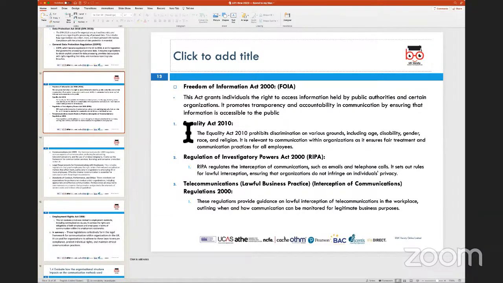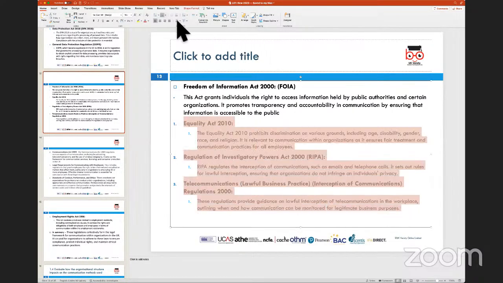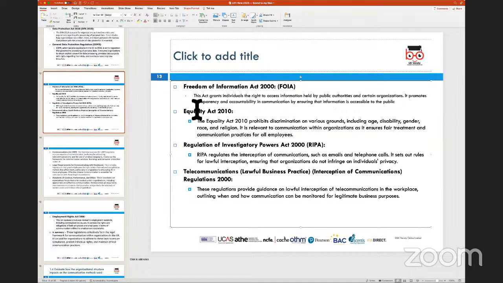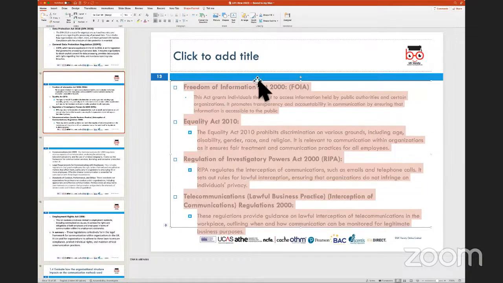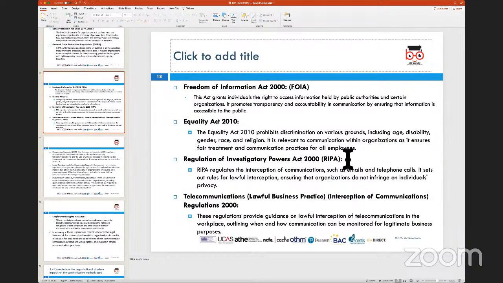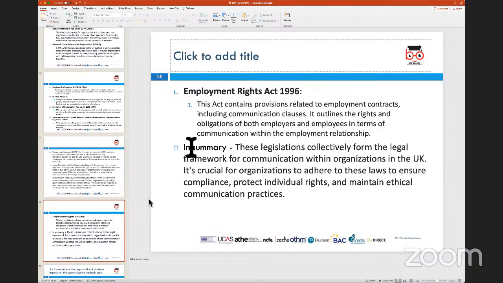the Freedom of Information Act, or are they under different legislations? No, these are all individual acts. Freedom of Information Act is different, Equality Act is different, RIPA is different, Telecommunications Act, they're all different acts. They are not related to each other, but they all need to be followed for the purposes of communication within the organization. Even the Employment Rights Act? Yes, that is also a different act.